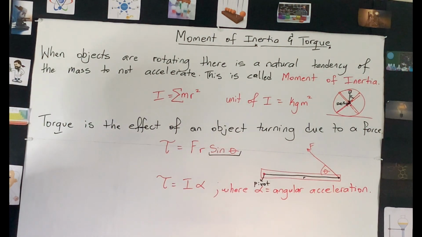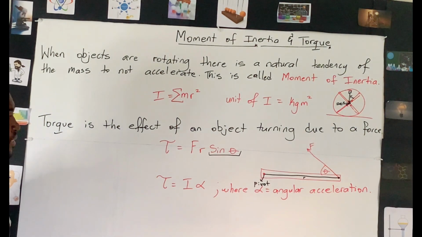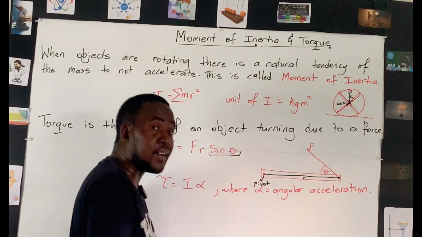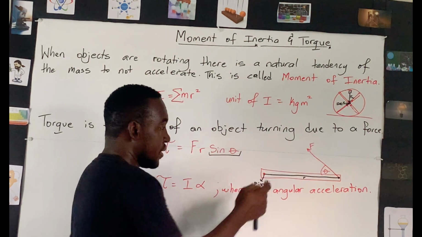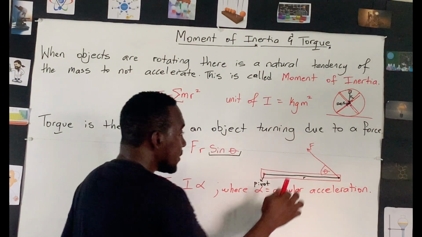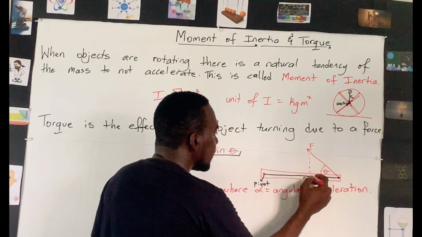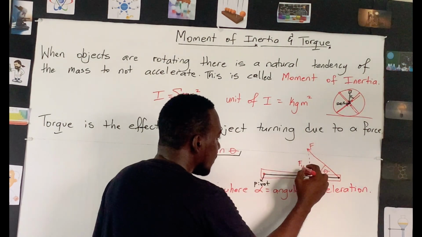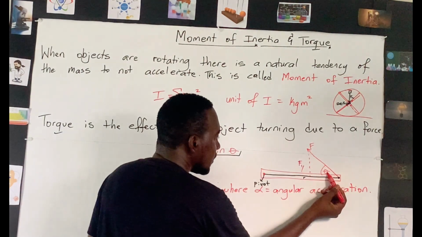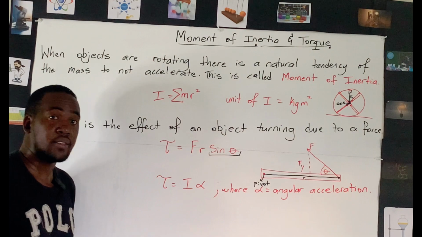What's the purpose of the sine theta? The sine theta is due to the fact that this force is not acting at 90 degrees to the distance R. So in order to get this force to act at 90 degrees, we have to find the y component of the force, and that would be opposite to the angle, and that's why we have sine there.